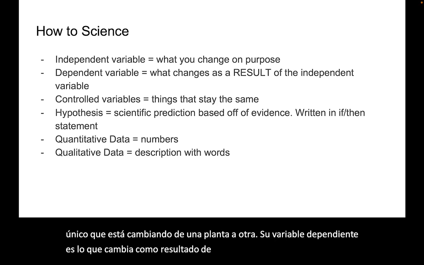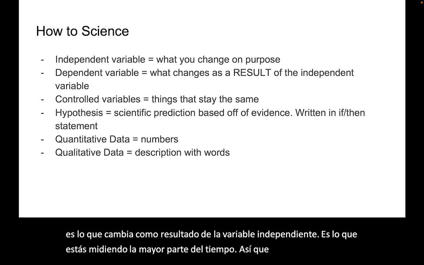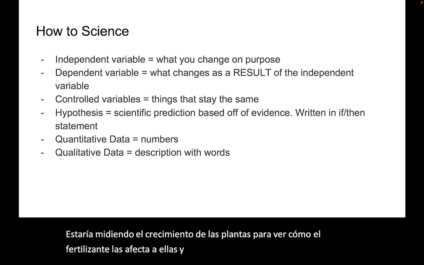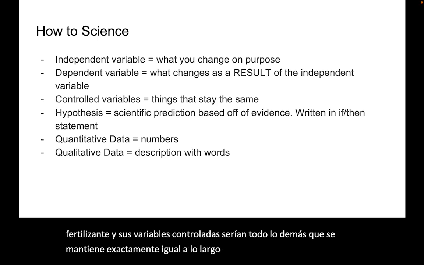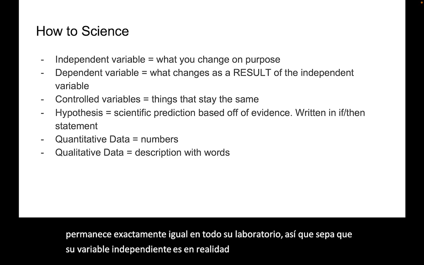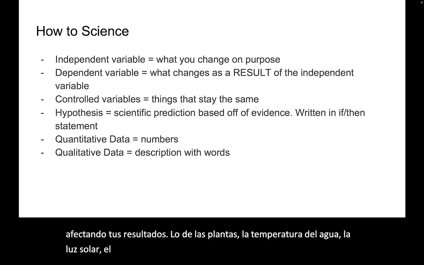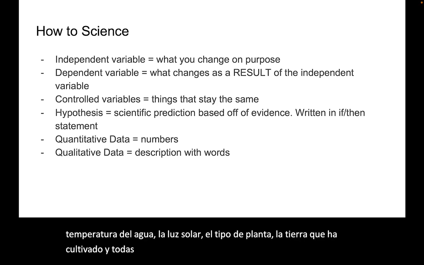Your dependent variable is what changes as a result of the independent variable. It is what you are measuring most of the time. So back to the plant thing, I would be measuring the growth of the plants to see how the fertilizer affects it. And your controlled variables would be everything else that stays the exact same throughout your lab, so you know that your independent variable is actually the only thing that's affecting your results. So with the plant thing, the water, temperature, sunlight, the type of plant, the dirt it's grown in, all of that stuff would have to be exactly the same.